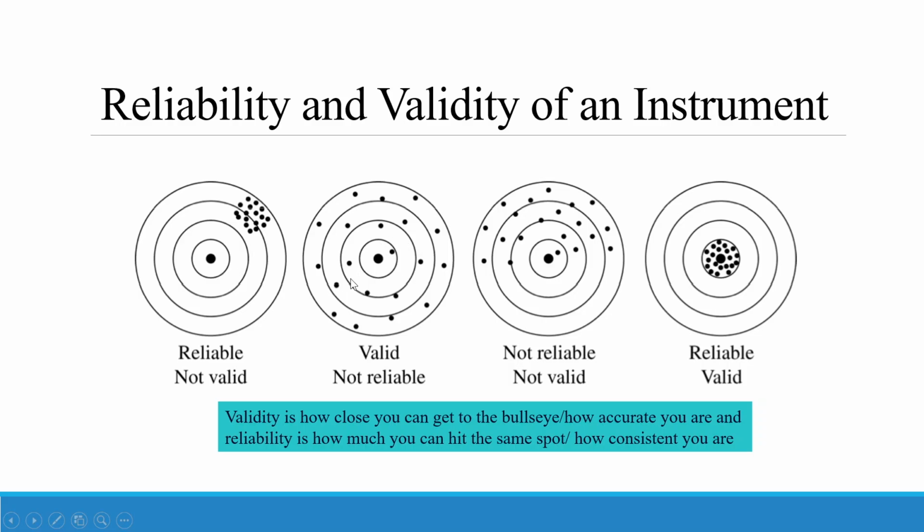If we talk about the second part, the player is valid because the shots are nearer to the bullseye, but they are scattered. There is no consistency in the target and therefore not reliable. So the player is valid but not reliable. If we talk about the third image, all shots are lopsided. Moreover, they are scattered from each other. This means that the player is not reliable as well as not valid. So what we are actually looking for in the player is the shots should be nearer to each other and they should be nearer to the bullseye. So the player should be reliable as well as valid.